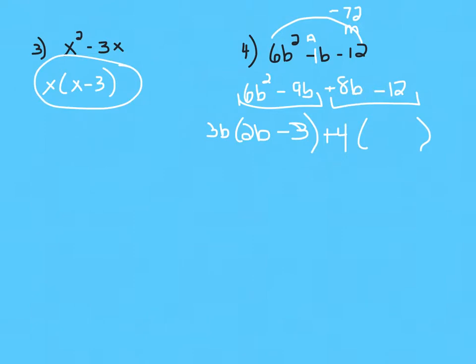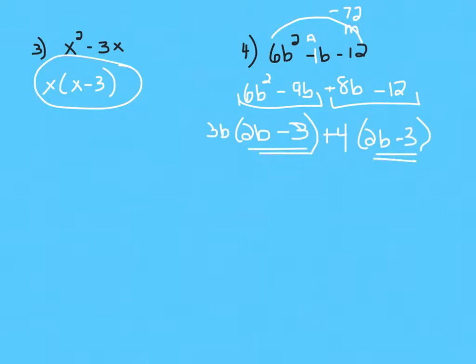positive 8b divided by positive 4 is positive 2b, right? 8 divided by 4 is 2, and the b we didn't take out, so we're going to have to put it here, so 2b. And then negative 12 divided by negative 4 is negative 3. Okay, so you can see that these match up, which is what we want to happen.